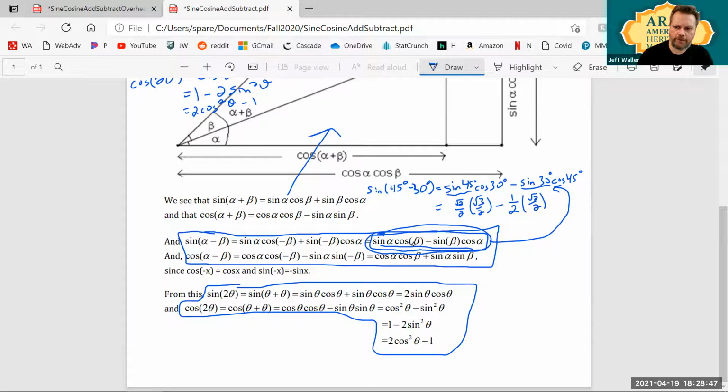So what do I end up with? What do I get here? Radical 6 over 4, minus radical 2 over 4. Now, can you simplify that anymore? No. Of course not. I love it.